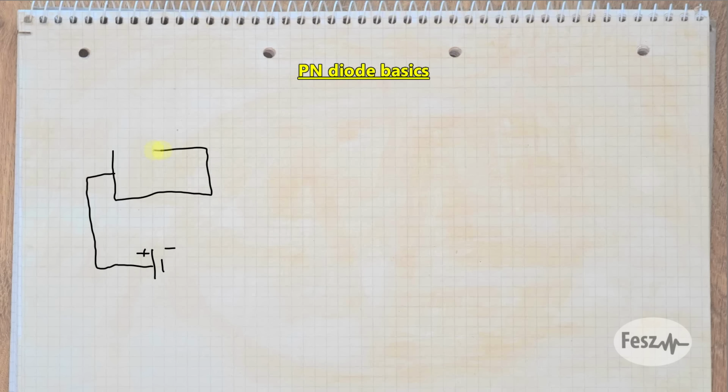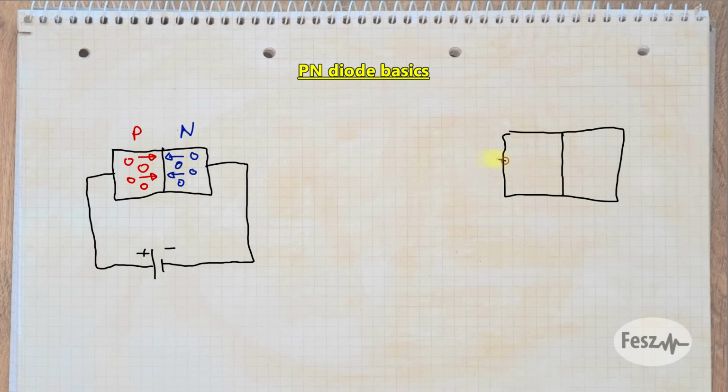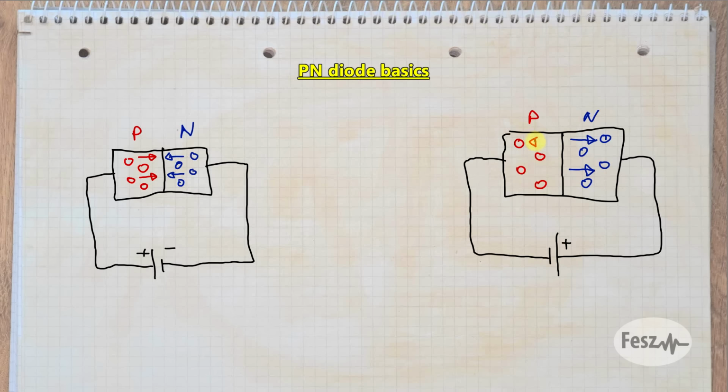Now, in a PN diode, you make it conduct by applying a positive bias, which pushes the charge carriers to recombine in the junction. In contrast, applying a reverse bias pulls the charges apart, preventing them from combining.